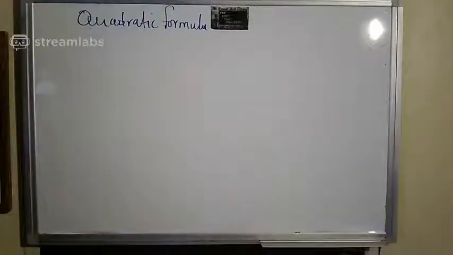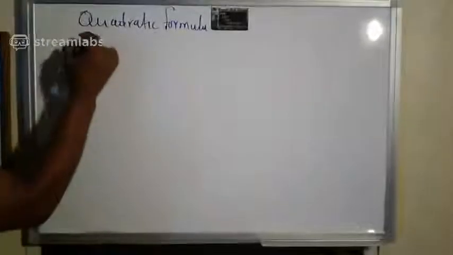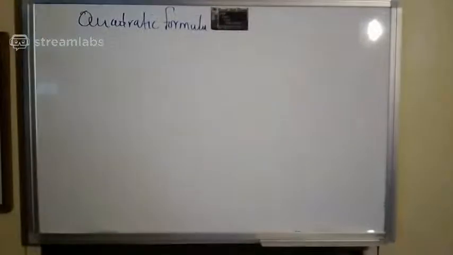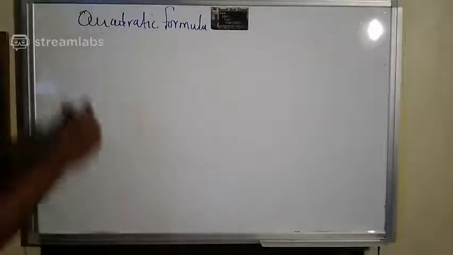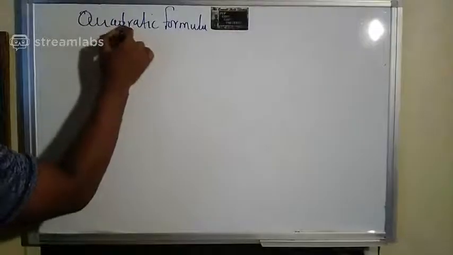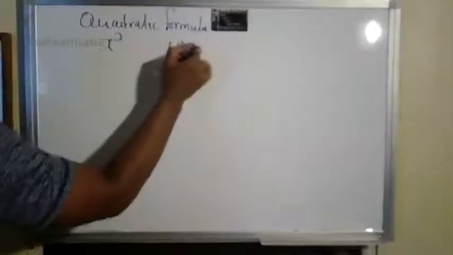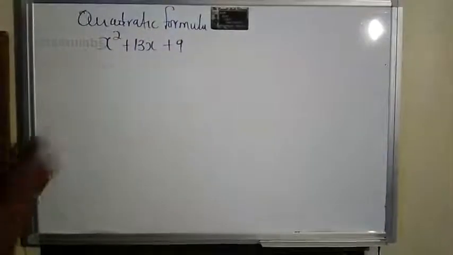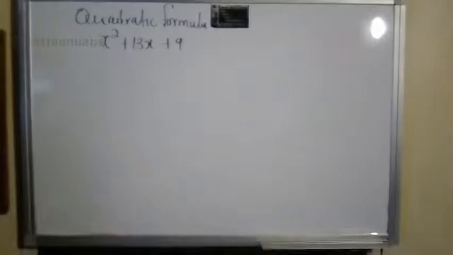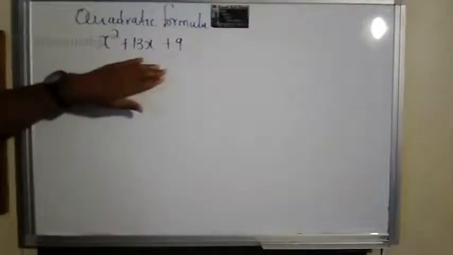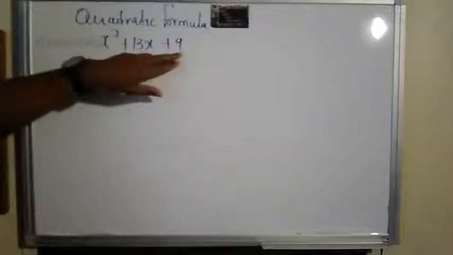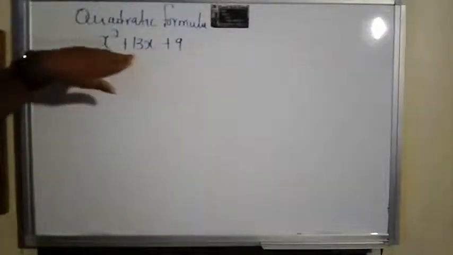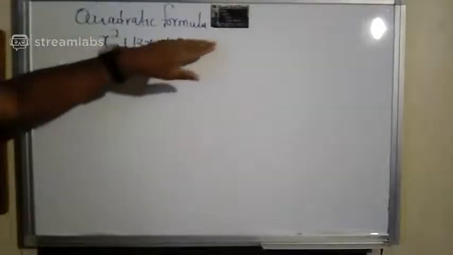So, basically, the quadratic formula, I'm going to talk about when we use it. We can use it anytime, but we specifically use it when, for example, we have x squared plus 13x plus 9 here, and we can't factor it by the factor method, because we can't find two factors that give you 9. So instead, we use the formula.